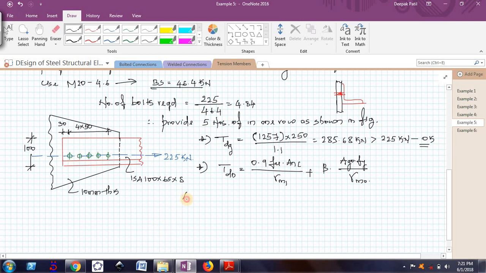So Anc is the net area of the connected leg. Since the 100 mm leg is connected to the gusset plate, I should use here 100 minus, so one bolt is coming in the line which is of 20 mm, so bolt hole dia will be 22. Okay, 100 minus 22 minus half the thickness of the angle, which is 8/2, multiplied by the thickness of the angle, which is 8. So this comes out to be 592 millimeter square.